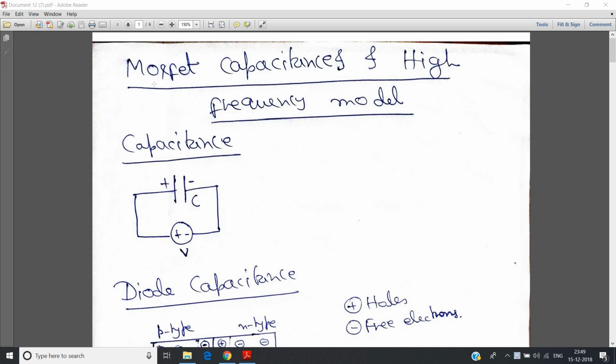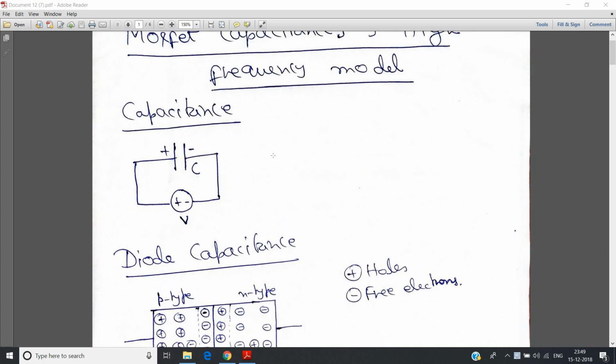Hello friends, in this video I am going to discuss MOSFET capacitance and the high frequency model. Before going to the detailed discussion on MOSFET capacitance, just a quick recap. What is capacitance? Capacitance is basically two parallel plates which are separated by a dielectric medium.